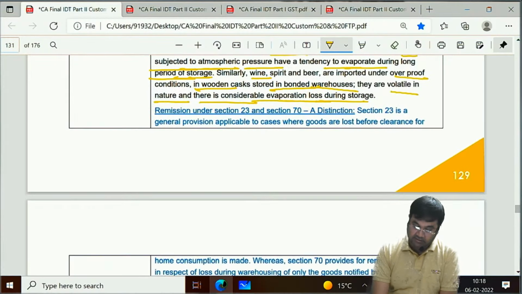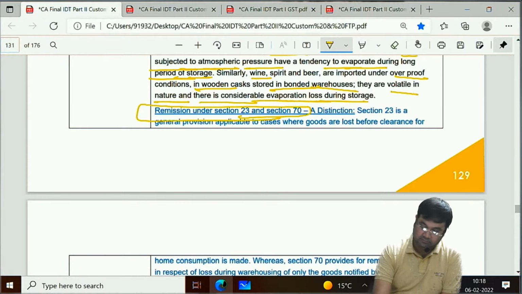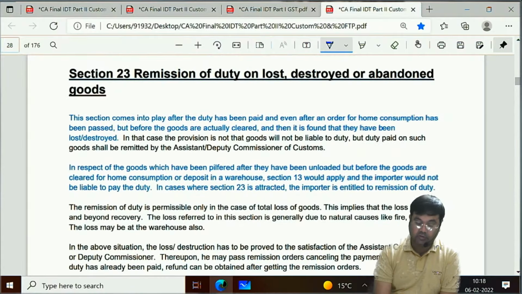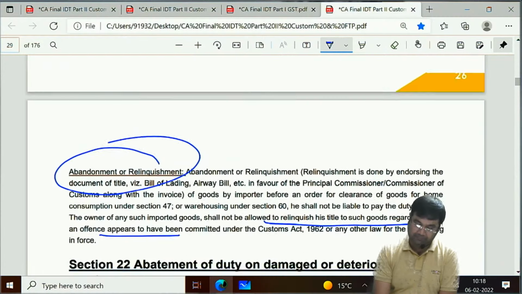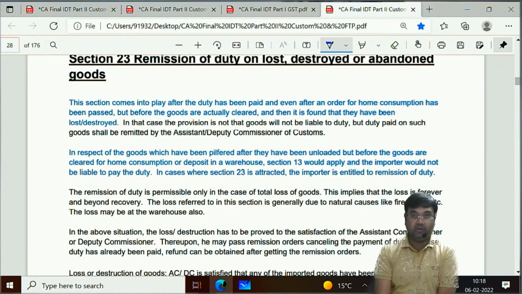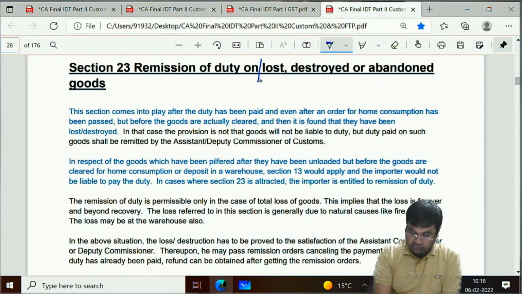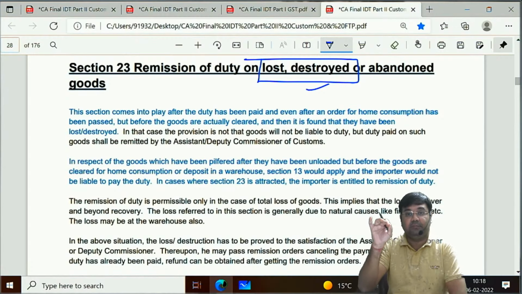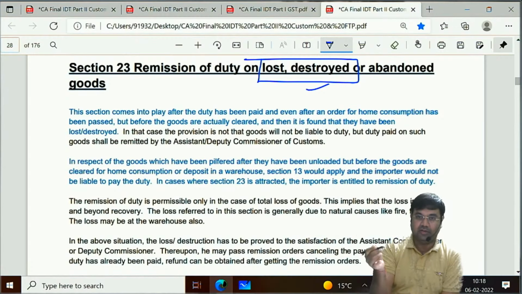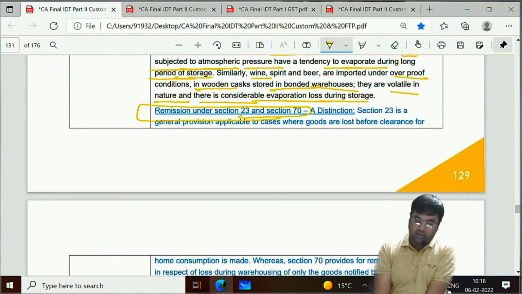Now there is a gap between section 23 and section 70. I highlighted it in the book. In section 23 also remission is there. Section 23 is remission of duty. I also explained to you the difference between the terms abatement and remission. Remission basically means waived off. So there is a duty remission, but it is on goods lost or destroyed, not because of natural loss like evaporation. Loss or destruction may be because of a natural reason, like flood, fire, etc. Flood is natural, fire of course is not; it may be man-made.